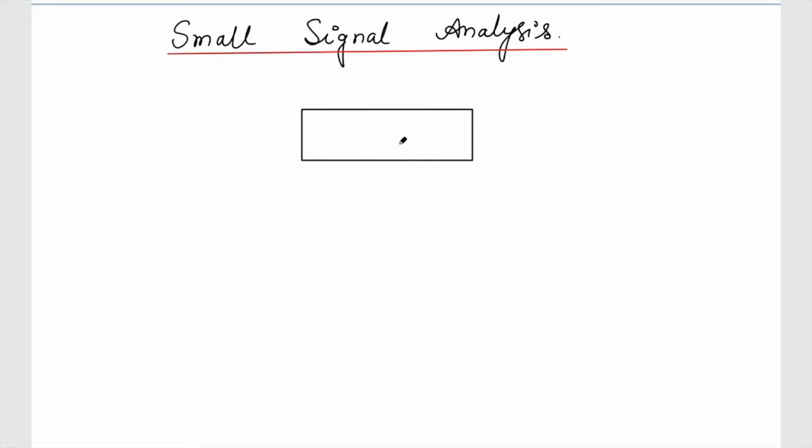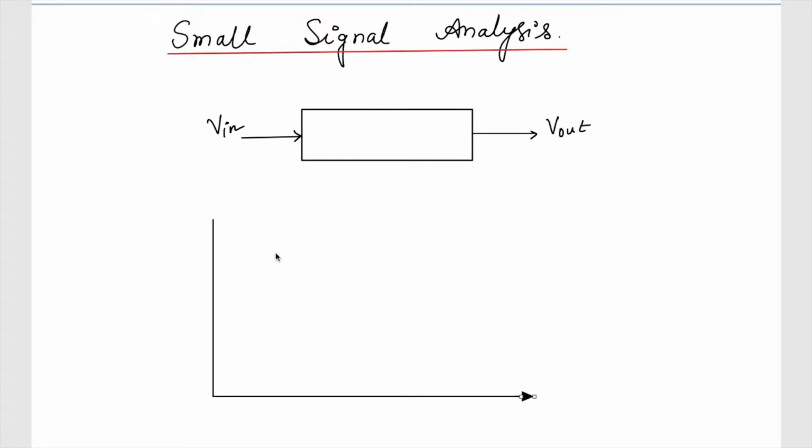So consider I have some block here, some circuit here, and this is my input and this is my output, and suppose this is the characteristics of this block. So this is my V out and this is my V in, and suppose this may be the characteristics of this whole block. Okay, so it may have some non-linear kind of response.